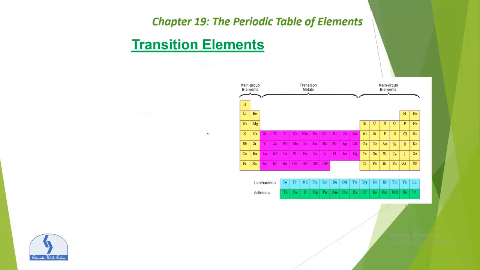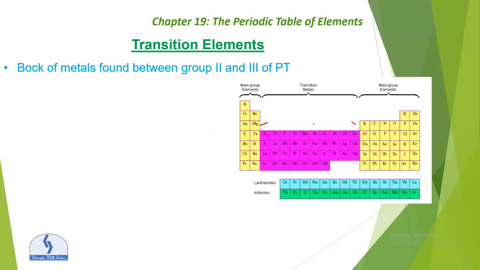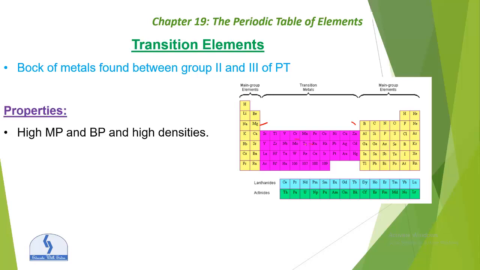Now the transition elements. This is the periodic table. From here to here, these are the transition metals, basically. They are the block of metals found between group 2 and 3 of the periodic table. Examples are chromium, Cr, you can see here, manganese, right, iron, copper, etc. Cobalt, nickel, they are the transition elements. The properties: they have high melting points, high boiling points, and high densities, right?